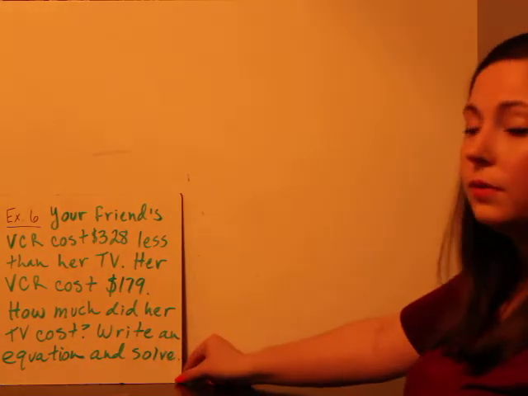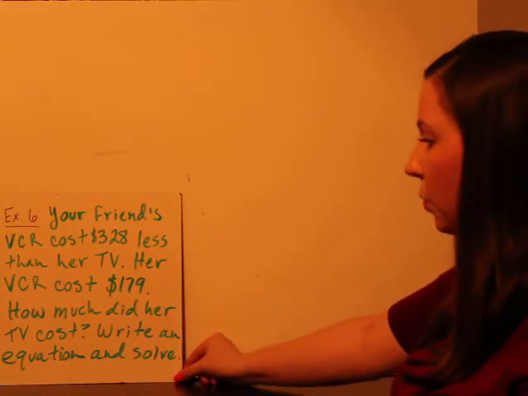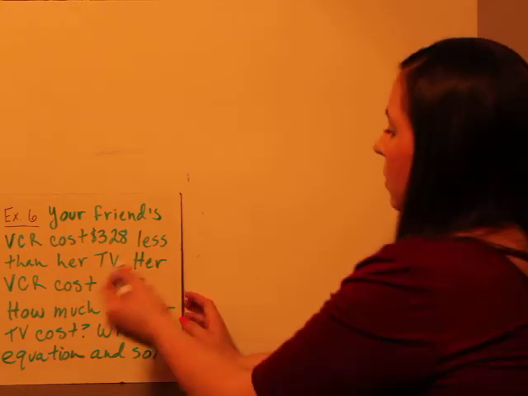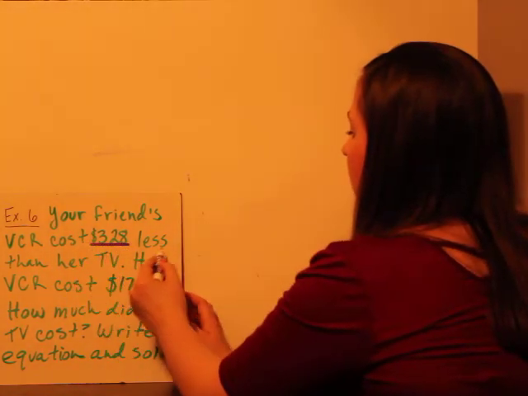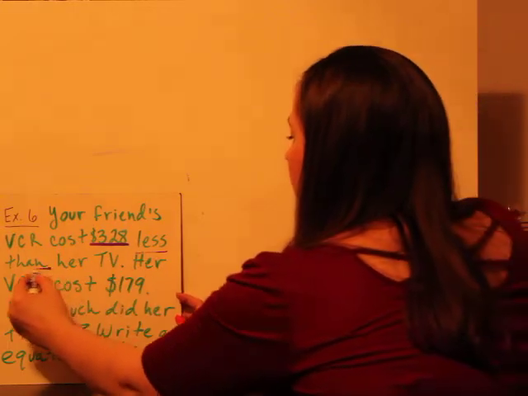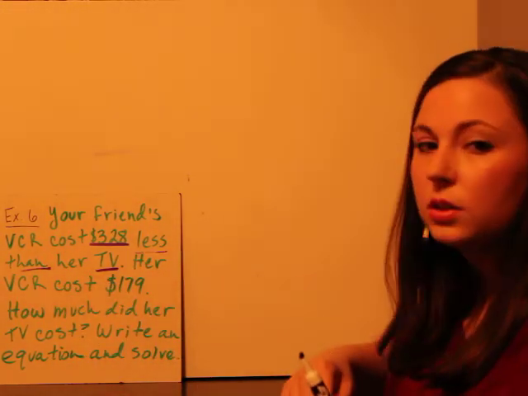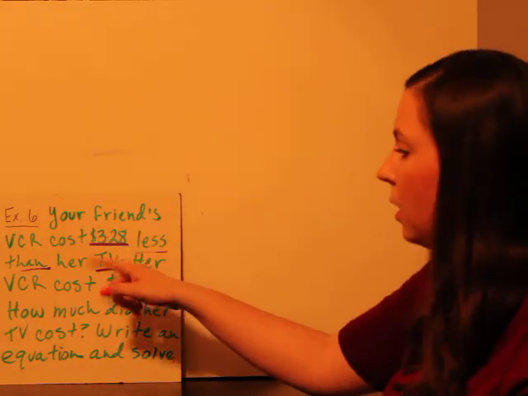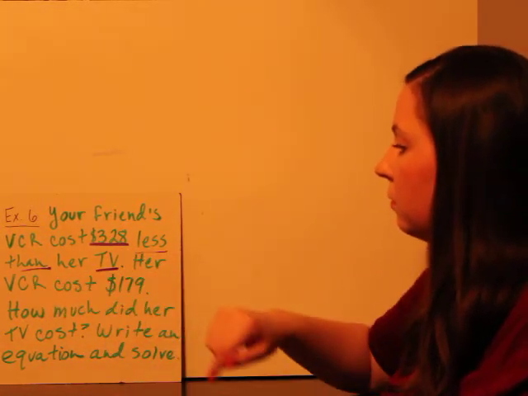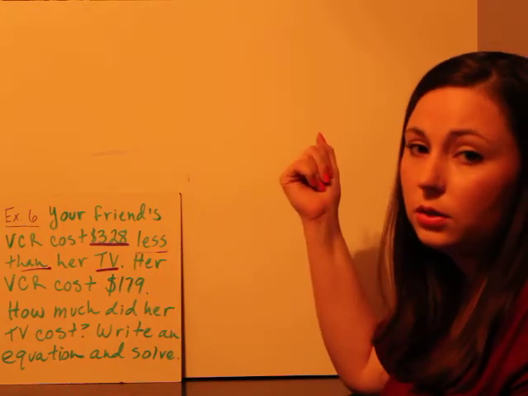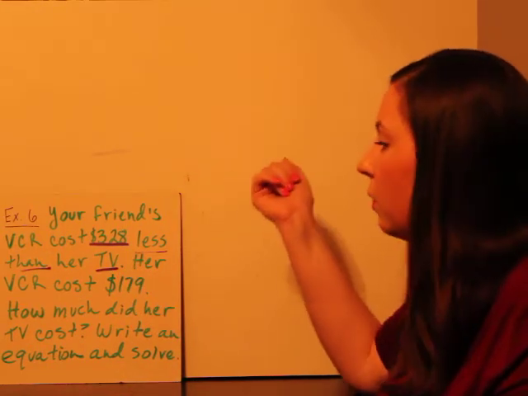Okay, your friend's VCR cost $328 less than her TV. So the VCR is $328 less than the TV. Again, our expressions here, we have 328, we see the word than, and then we have TV. We don't know how much your TV costs, so that's going to be our unknown.